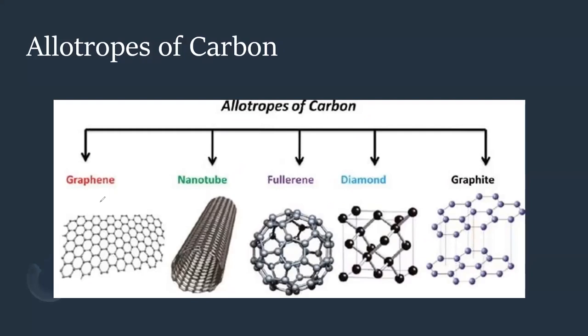Is it clear? First, the concept of allotrope, that they have identical atoms but different structure, and for carbon we can have different allotropes. Any doubt till this point?